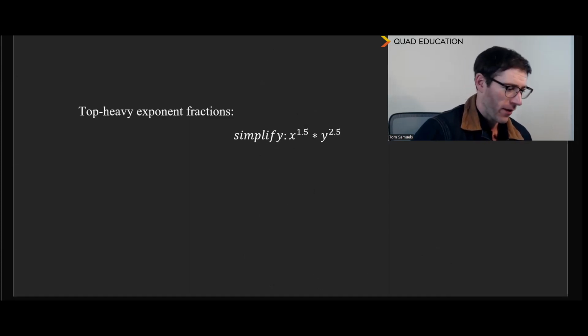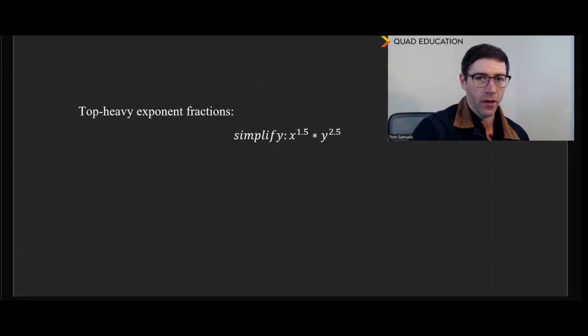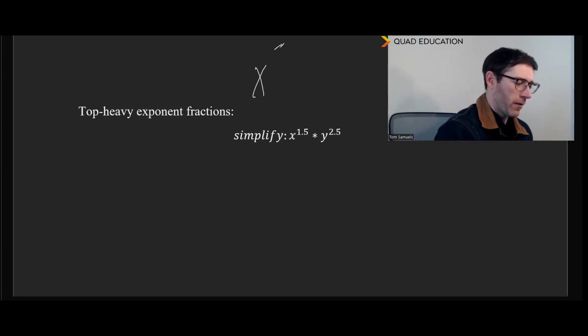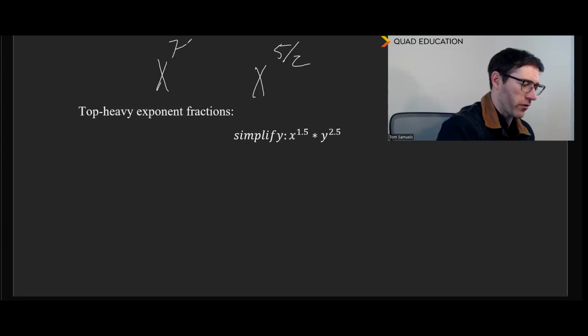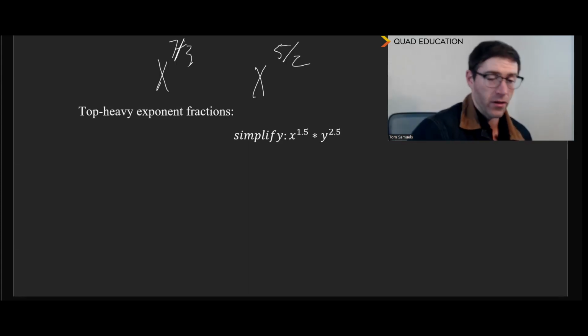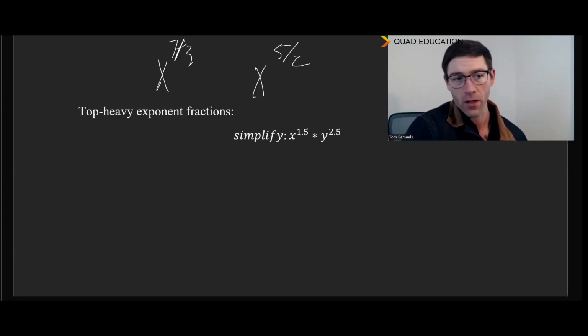Next and finally, we have top-heavy exponent fractions. So as a matter of convention, the SAT and the ACT don't like when you have something like 5 over 2 or 7 over 2 or 7 over 3 as an exponent fraction. For whatever reason, they just don't like this. And so whenever you have a top-heavy exponent fraction in the SAT or ACT, you're going to need to turn that into separating the integers out from the fractional elements, the root elements.